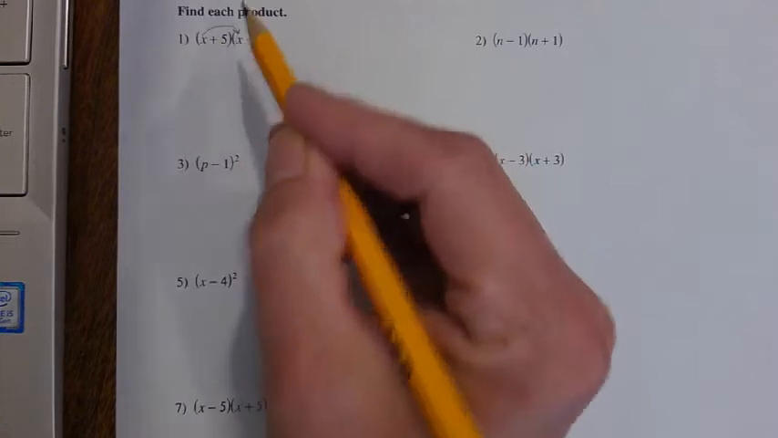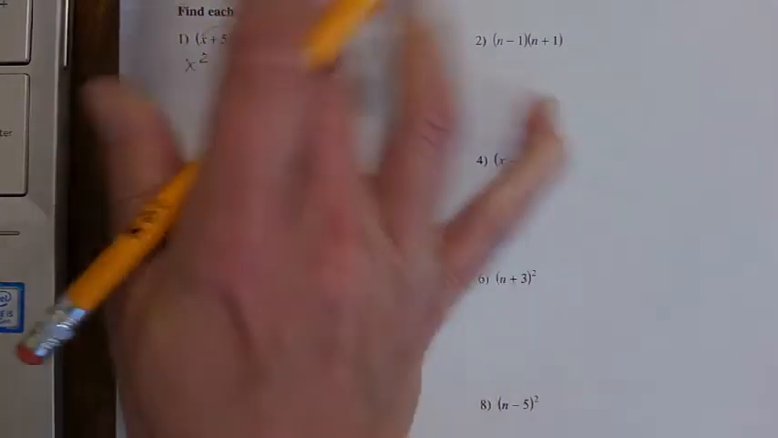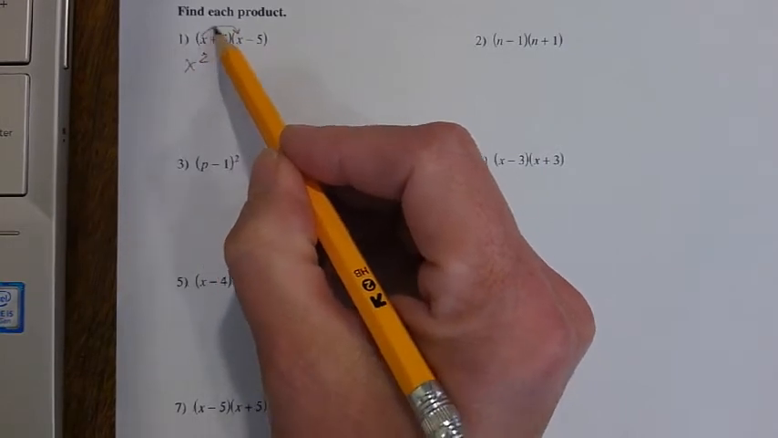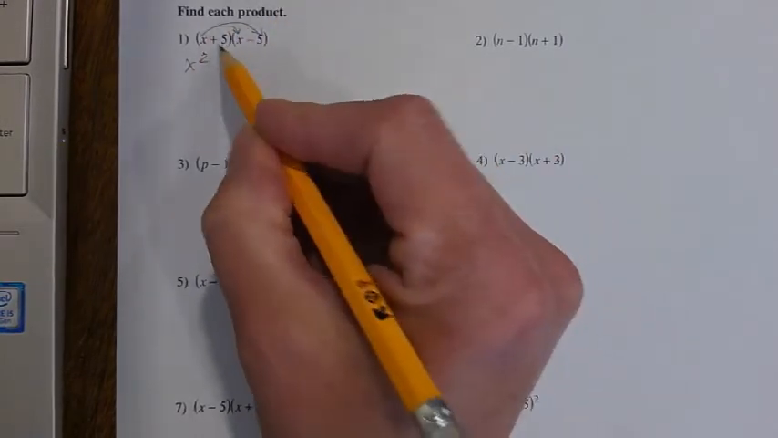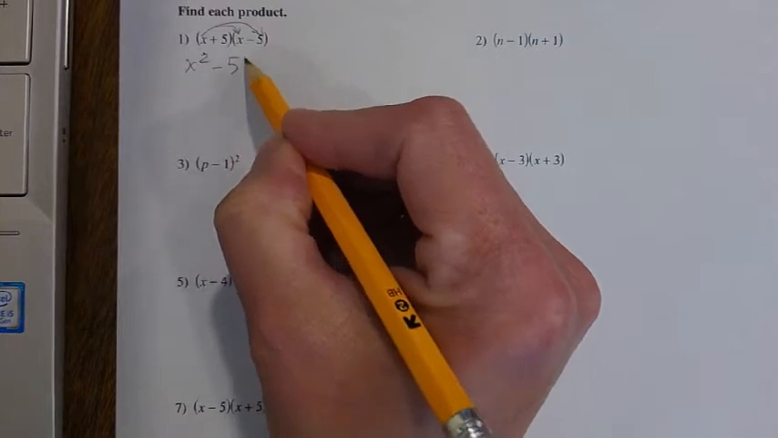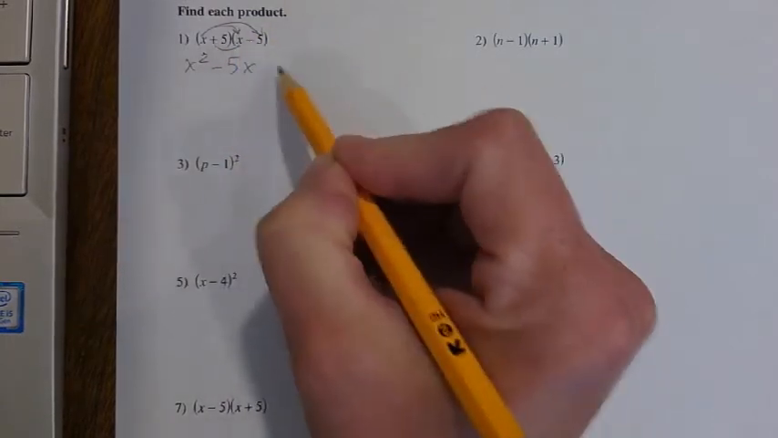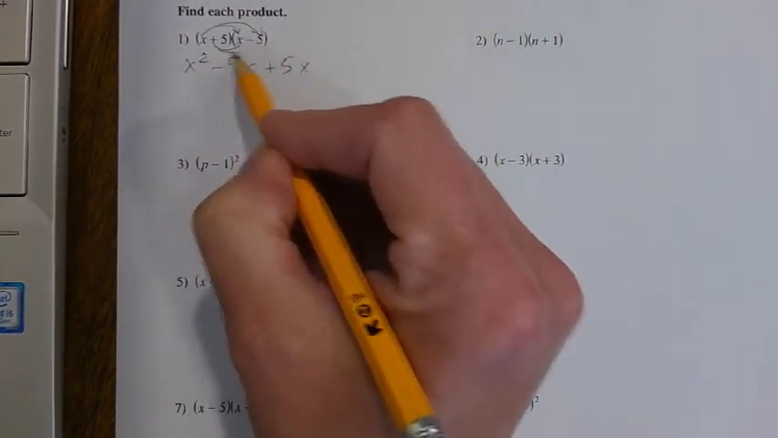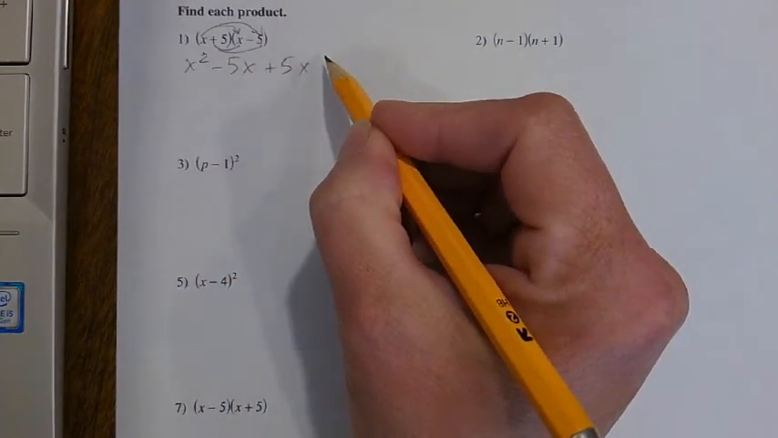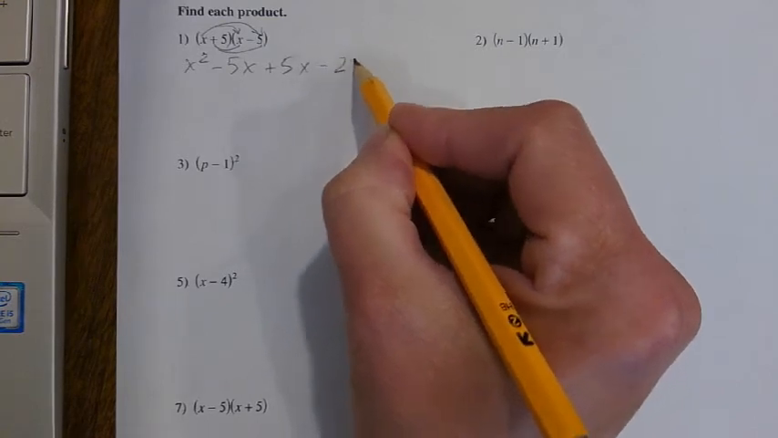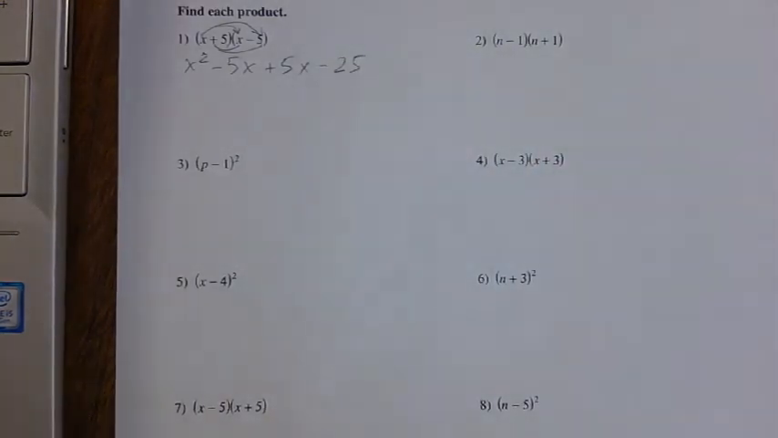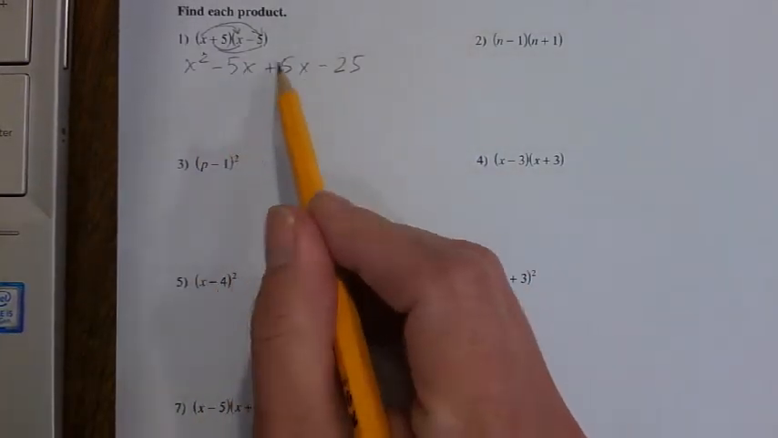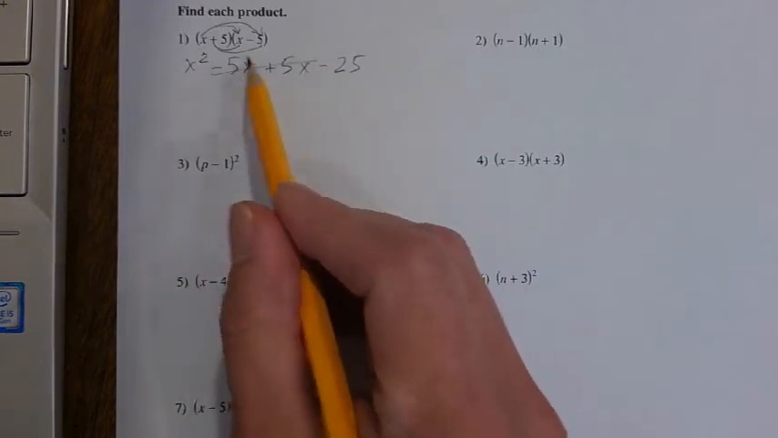We're going to use the FOIL method. First: x times x is x squared. Then outer: x times negative 5 is negative 5x. Then inner: plus 5x. And finally last: plus 5 times negative 5 is negative 25. Here's why it's a special case: look at the inside terms. Negative 5x plus 5x cancel each other out.